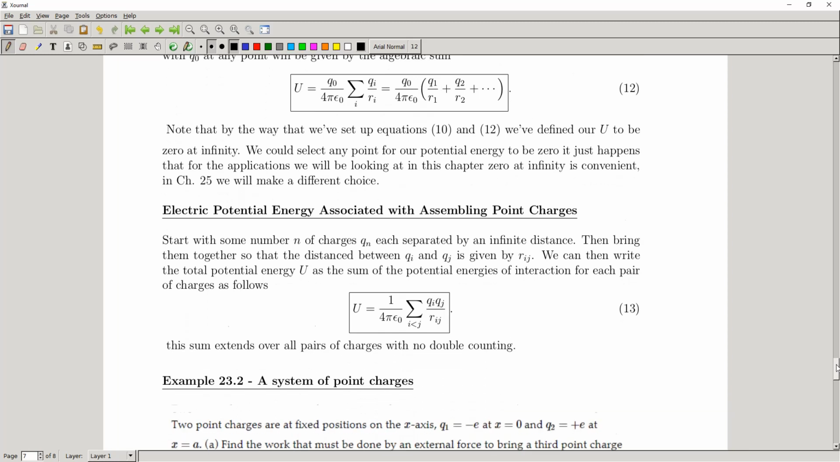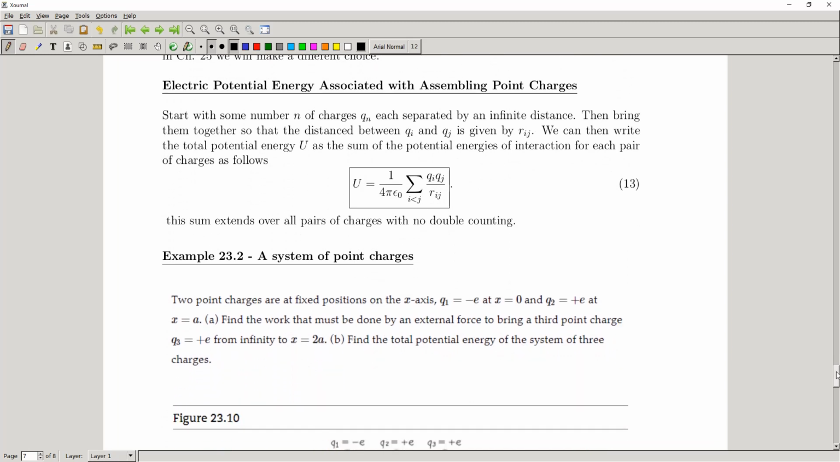Okay, so let's take a look at one more equation, and then we have an example to take a look at. So let's say we start off with some number of charges. Okay, and we're going to be looking at the electric potential energy associated with assembling any collection of point charges. So let's say we start off with some number, call it n, of charges, q sub 1, q sub 2, all the way up to q sub n, however many we want, right? And we start off with all these particles infinitely far apart from each other, okay? And then we bring them all closer together.